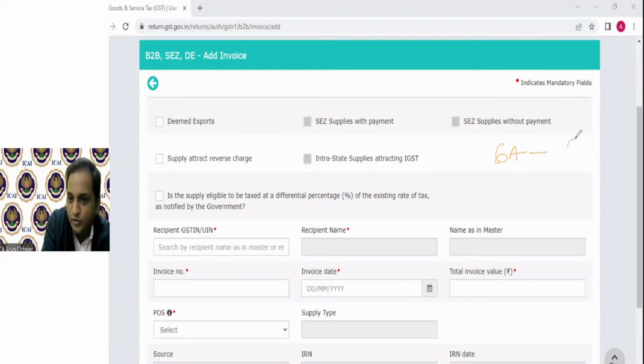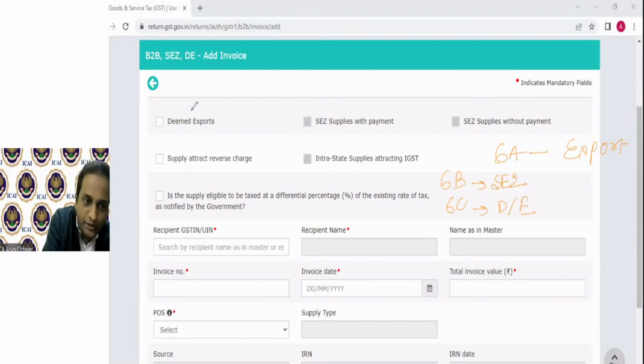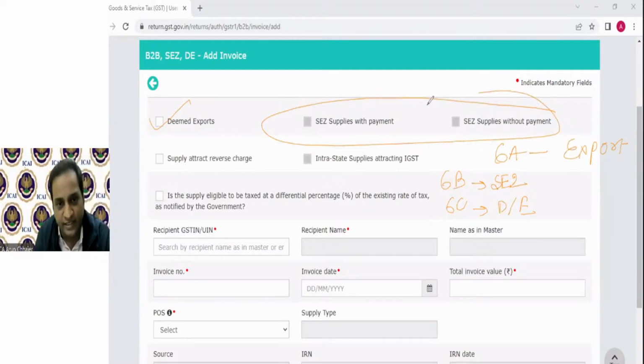6A is export. There is a separate table. 6B is supply to the SEZ unit, and 6C is the deemed export. Suppose I'm making the supply of deemed export, I will tick this. And if I'm making the supply to the SEZ unit with payment or without payment, accordingly I will tick this option.